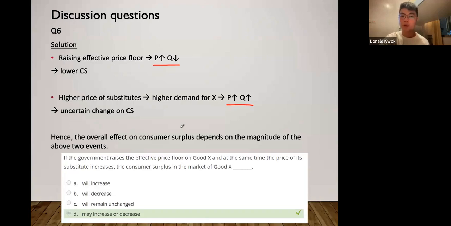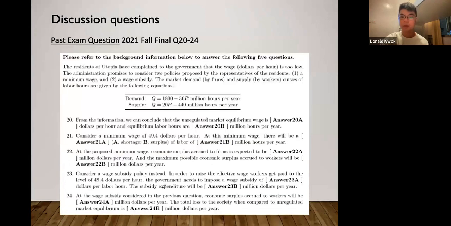So now we can draw an overall conclusion. The first event is lowering the consumer surplus, while the second event has an uncertain impact on consumer surplus. So jointly, we are also uncertain about the overall change in consumer surplus. So this means that consumer surplus may increase or decrease. All right, so that's all, and we'll move on to the next one, the first part's exam problem.